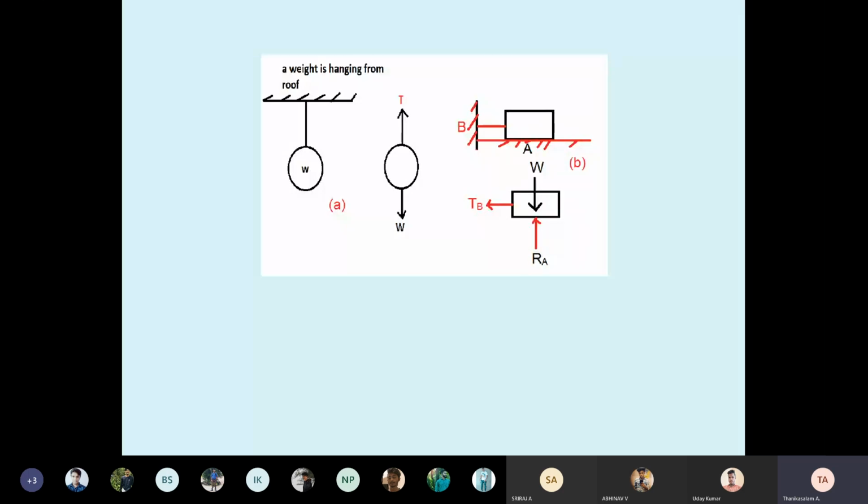See diagram B: the rectangular wooden block rests at A, and the wooden block is tied at point B. So B is connected, not in contact; it is connected by string. So tension is acting towards point B. A is a surface contact, therefore the reaction is acting upward.